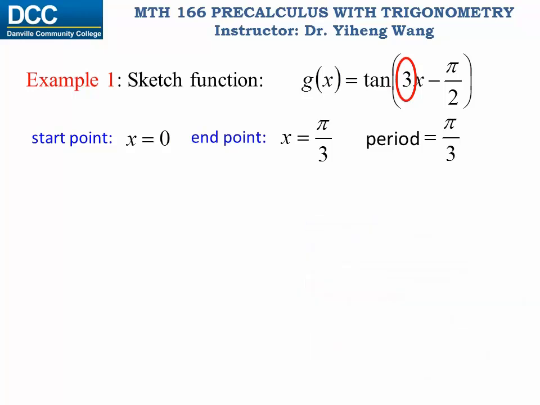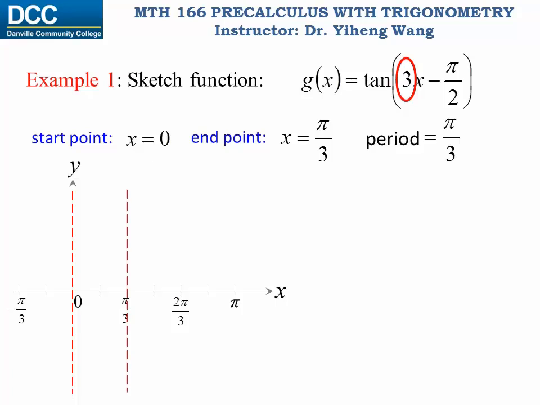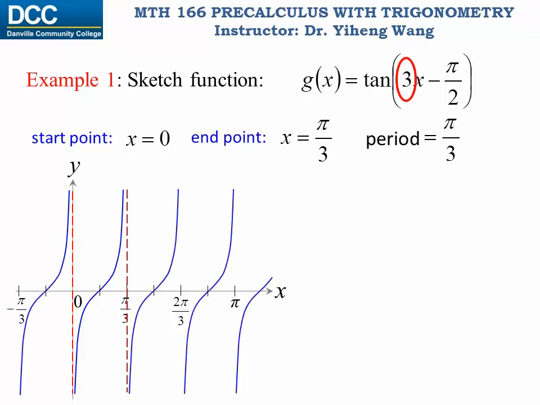So based on all this information, we can mark our coordinate system, find our start point and end point, 0 and third pi, and within this interval, we draw the first period of the tangent function. And then we repeat this graph for several more periods, and this completes the graph for our new g(x) function.